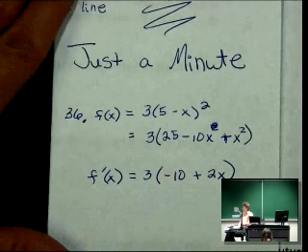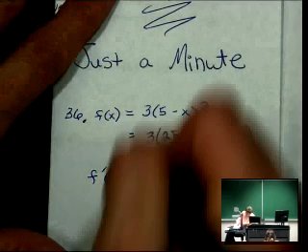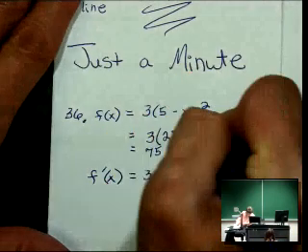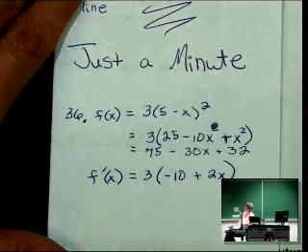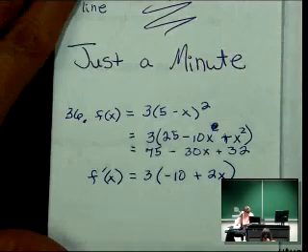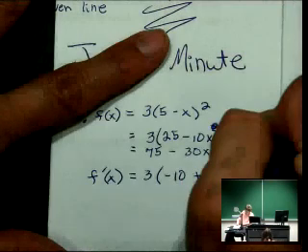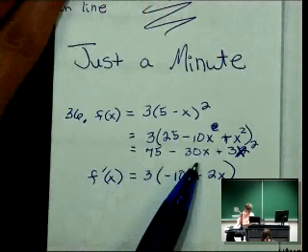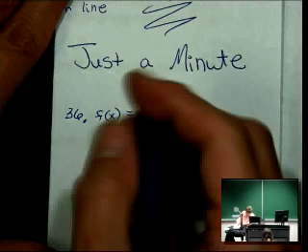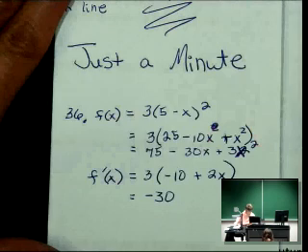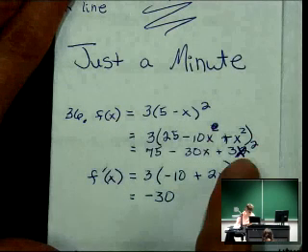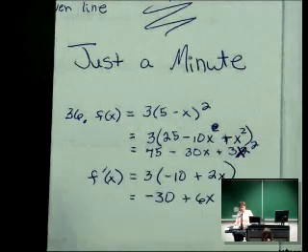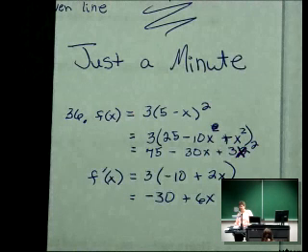Would it be wrong to distribute the 3? Let's see if we'd get the same answer if we did. That would be 75 minus 30x plus 3x squared. What's the derivative? What's the derivative of 75? 0. What's the derivative of negative 30x? Is that the same thing we have right here? Yeah? And what's the derivative of 3x squared? 6x. Is that the same thing we have right here? Yep. The derivative of a constant is 0.